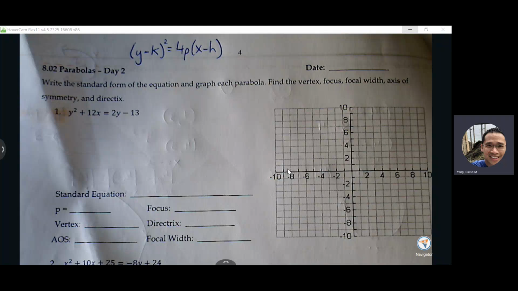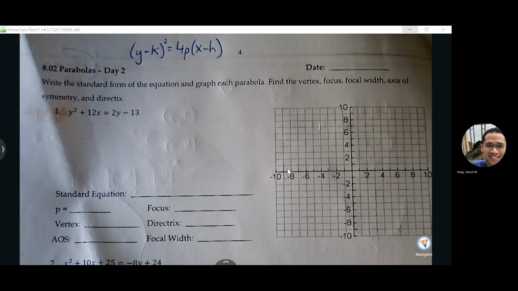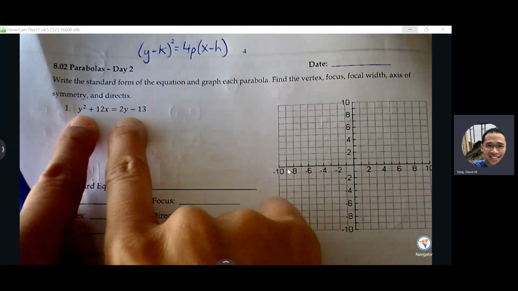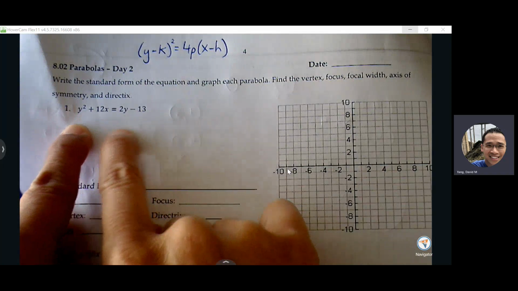The x, we don't care about. The x we can just push to the right side. We'll deal with that later. But you see that number 1 is not quite in that proper form. You want that parentheses around the y. But to do that, we have to rearrange the equation a bit. So let's get the y's together. Okay, so I'm going to subtract the 2y over.